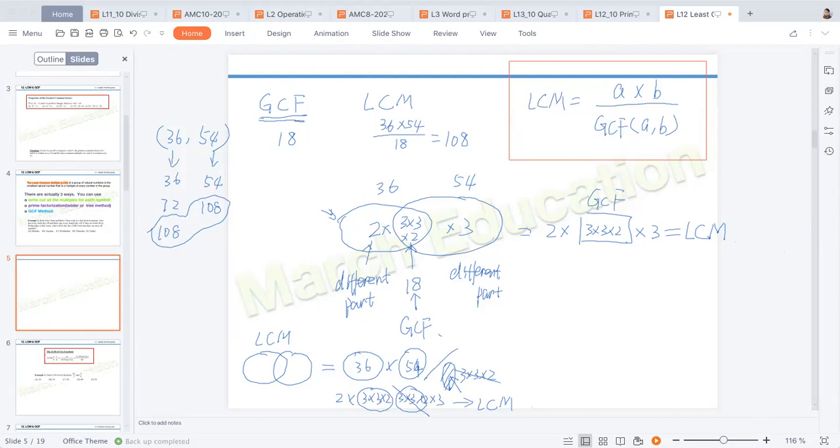So please write down the formula. If I need to calculate the least common multiple, I can use the greatest common factor to find it. Please write down this formula. LCM equals A times B divided by the GCF of A, B. Okay.